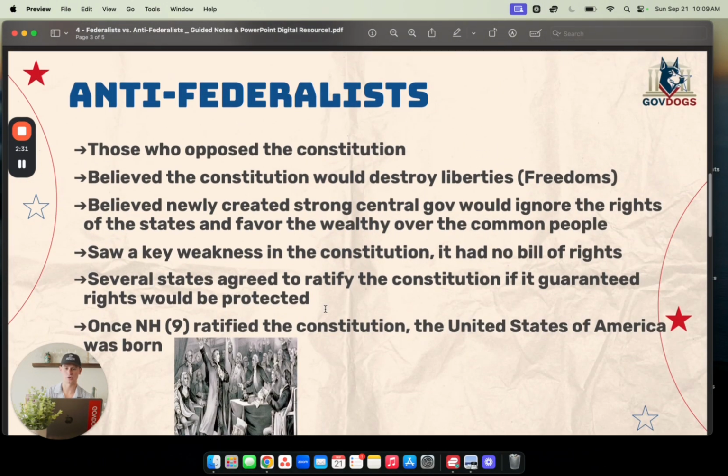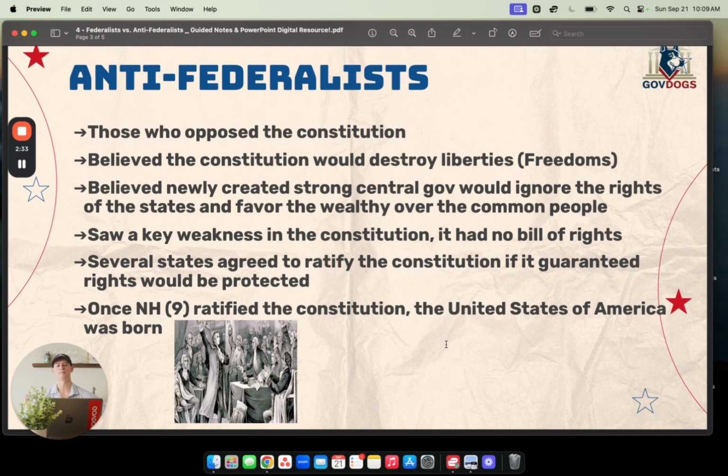So you had your Federalists, but you also have your Anti-Federalists. And these people believed that the Constitution isn't the way to go. They believed that the Constitution would destroy freedoms, that the newly created government would ignore the rights of the people, and they saw a key weakness in the Constitution, which is it had no Bill of Rights, all right? It didn't state exactly what the government's purpose and protections were for the citizens. So several states agreed to ratify the Constitution. Ratify means to agree, if it guaranteed that rights would be protected, okay? And then once 9 ratified the Constitution, so 9 out of 13, the United States of America was born.